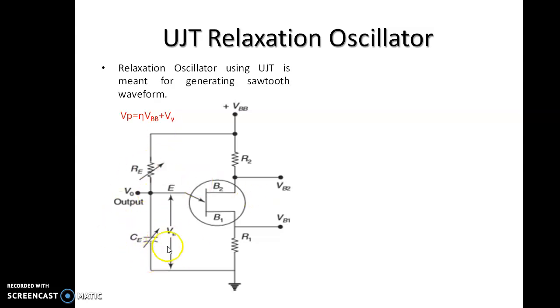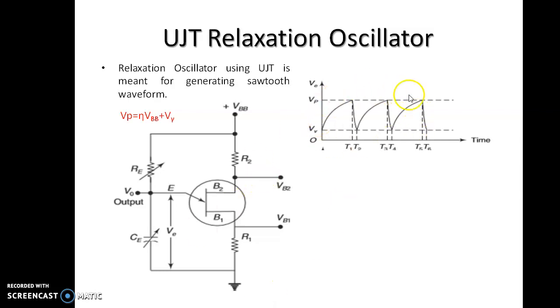If the voltage across the capacitor reaches this VP, then the UJT starts conducting and the capacitor is discharged rapidly through EB1 and R1. As the capacitor voltage reaches 0, the device then cuts off and the capacitor starts to charge again. This cycle is repeated continuously, generating a sawtooth waveform.